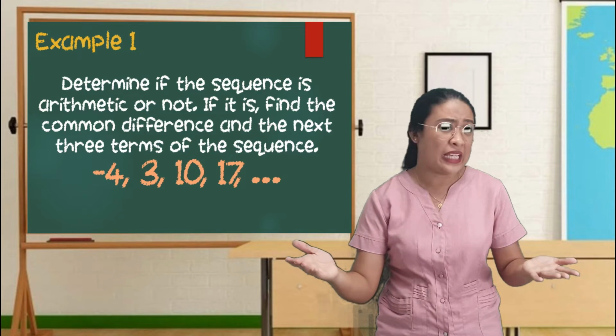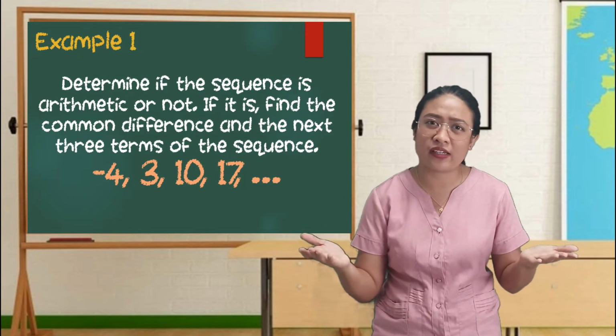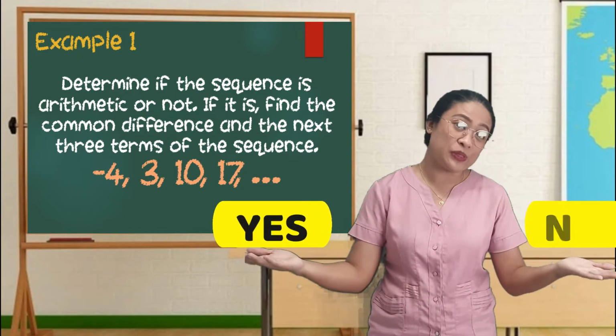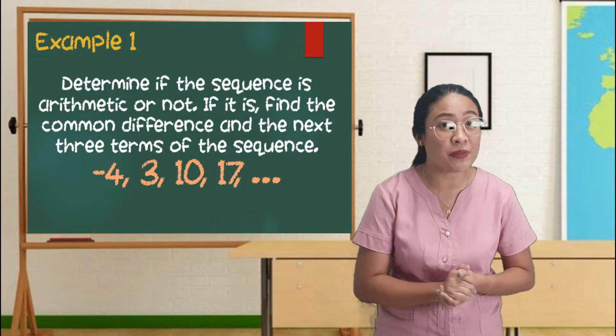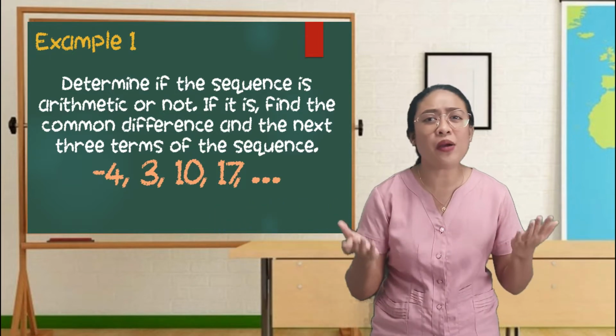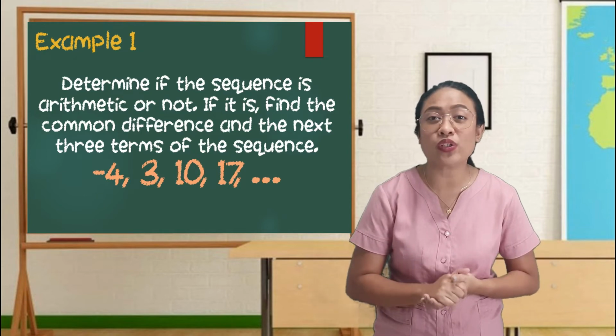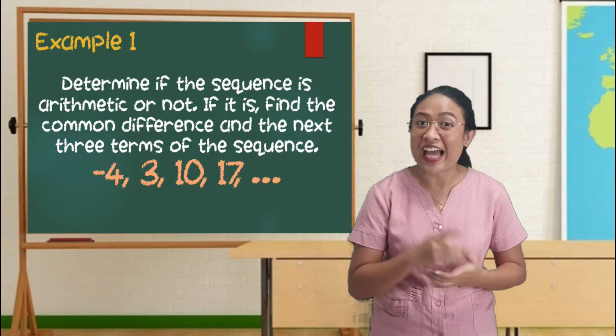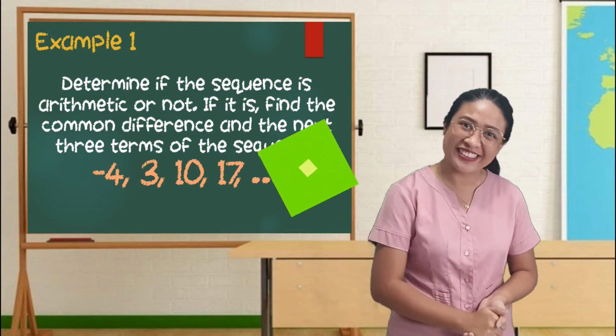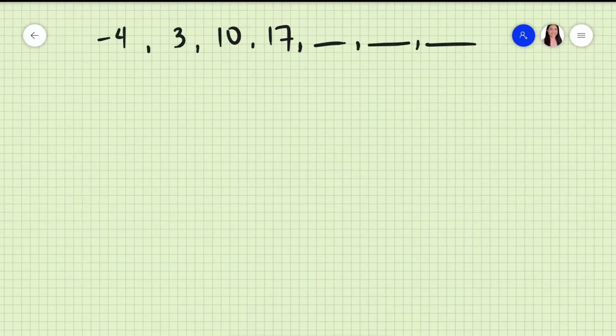Now, is this sequence arithmetic? Yes or no? To find out if the sequence is arithmetic, there must be a common difference between any two consecutive terms in the sequence. Now, let's check.